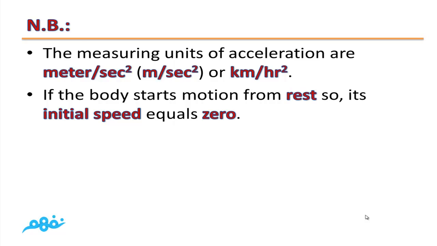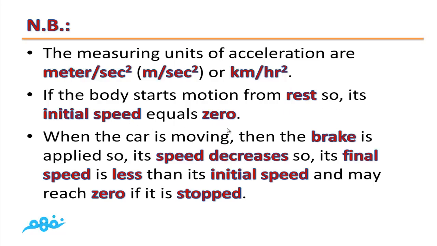If the body starts motion from rest, its initial speed, V1, equals 0. So when we see the words "an object moved from rest," this means that its V1, or initial speed, equals 0.